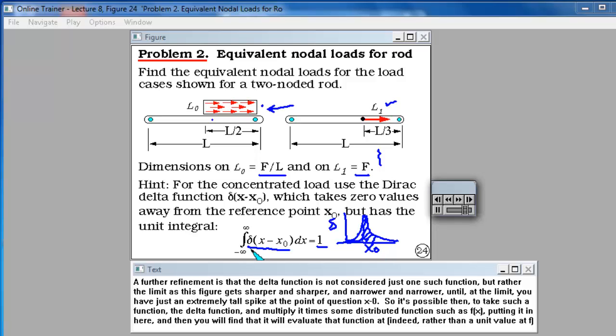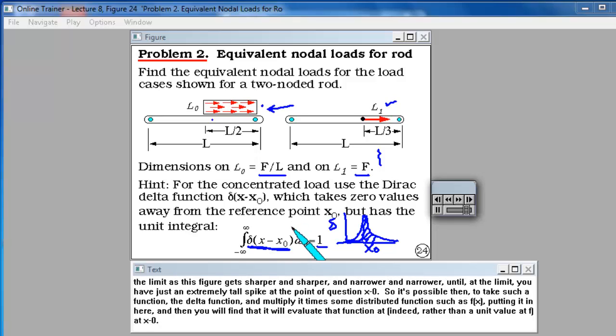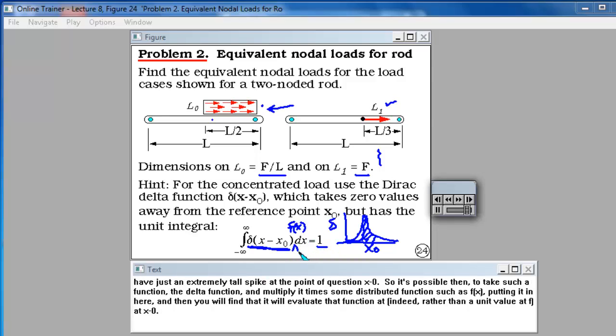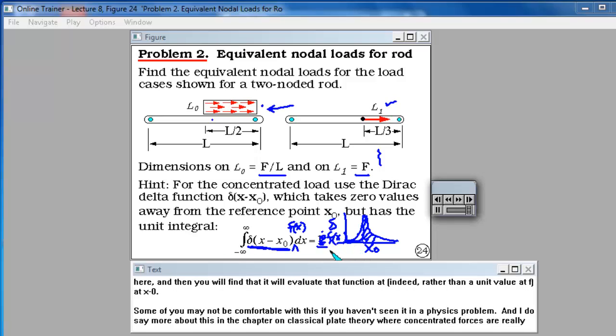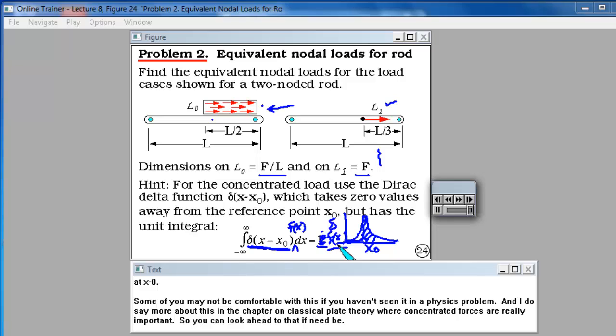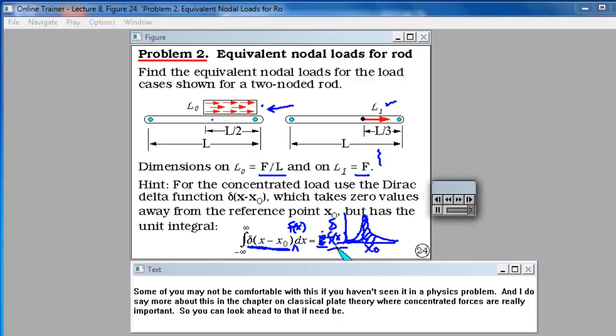So it's possible to take the delta function and multiply it times some distributed function such as f of x, putting it in here, and then you will find that it will evaluate that function at, indeed, rather than a unit value, f at x0. Some of you may not be comfortable with this if you haven't seen it in a physics problem. I do say more about this in the chapter on classical plate theory, where concentrated forces are really important. So you can look ahead to that if need be.